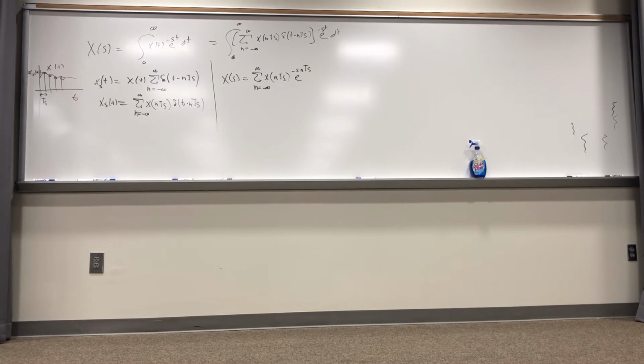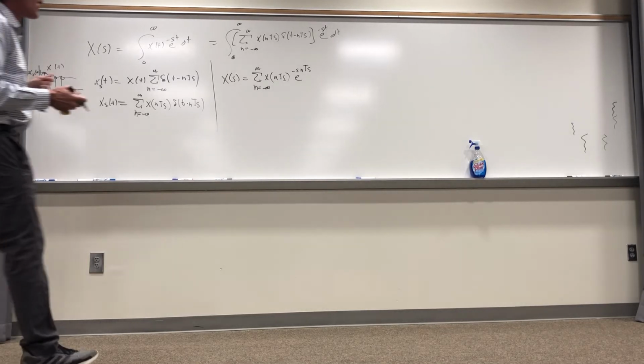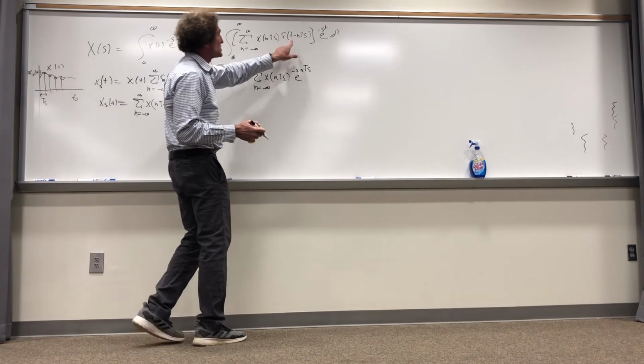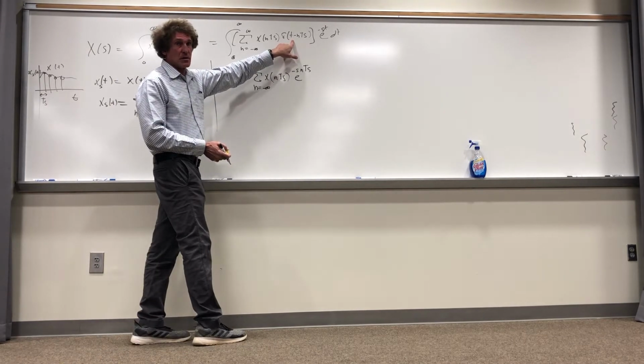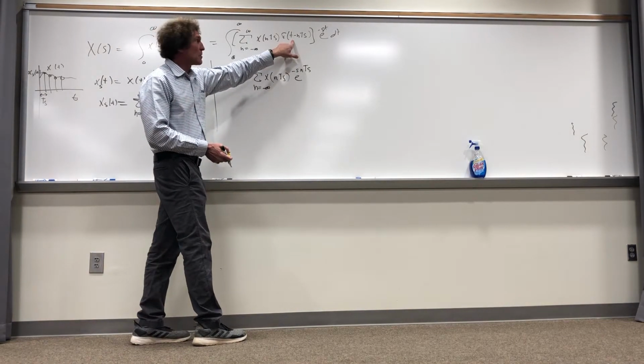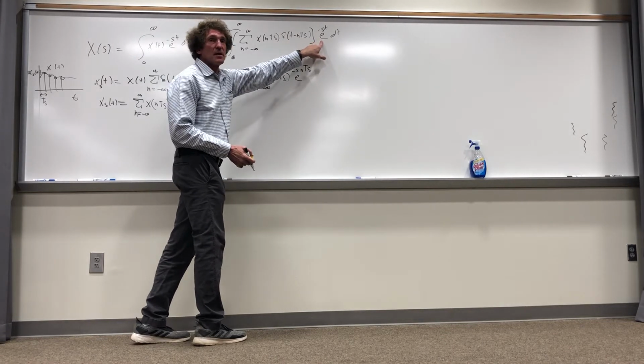Go ahead. Oh, how were you able to replace the t in e to the minus st with nTs? When does this delta function turn on? At t equals nTs. Right, and what does that do? Extracts the value of e to the minus st at nTs, doesn't it?